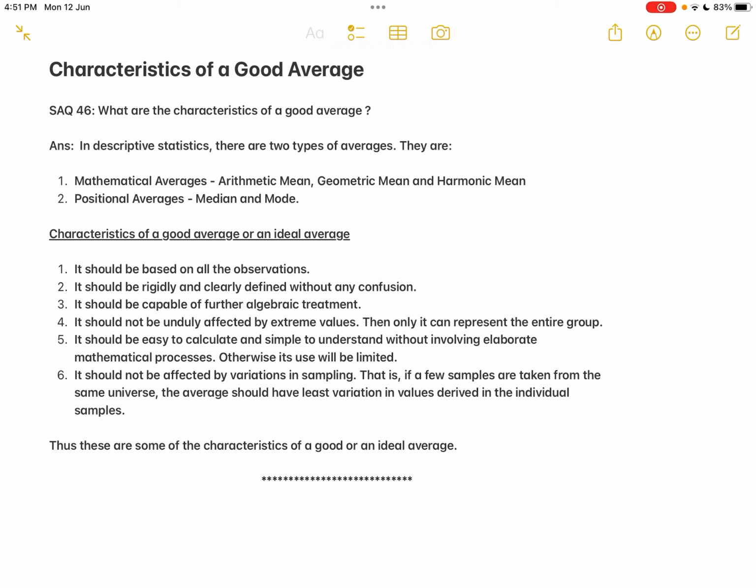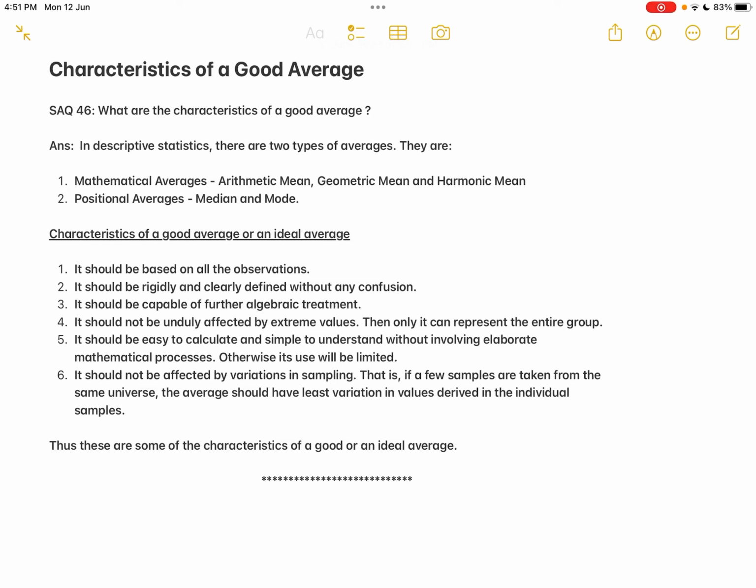Those merits and demerits are based on this: if you have to call a particular average an ideal average, it should possess certain important or basic features. Based on that, the merits and demerits of each and every average have been classified. Now let us see the various characteristics of a good average, or an ideal average.